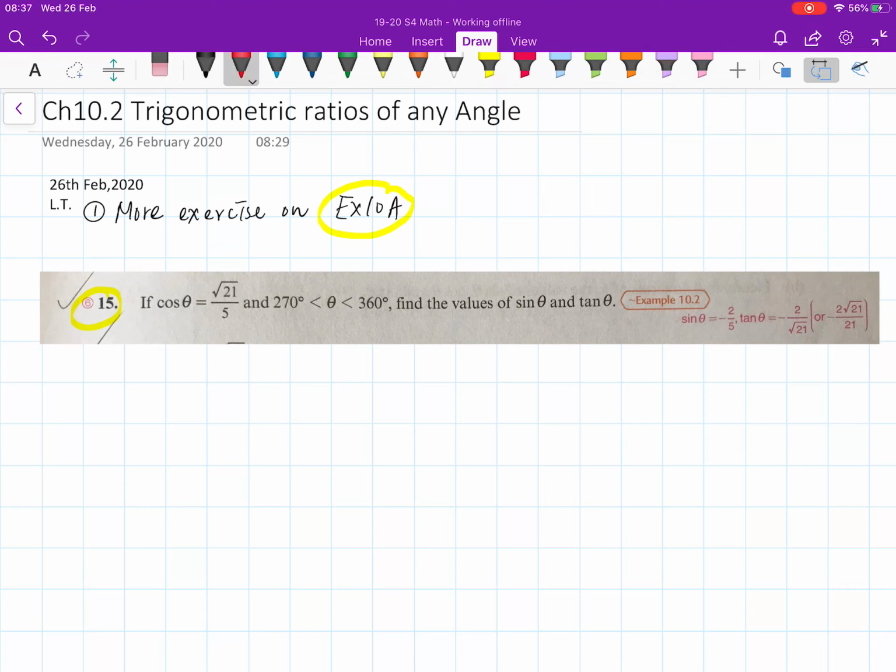Okay, there are two pieces of information given in the question. The first information is cosine theta equals square root of 21 over 5. Cosine theta means it is A over H, the adjacent side over the hypotenuse. The next thing is we know that the angle theta ranges between 270 degrees to 360 degrees. Therefore we know that the triangle must be in quadrant 4.